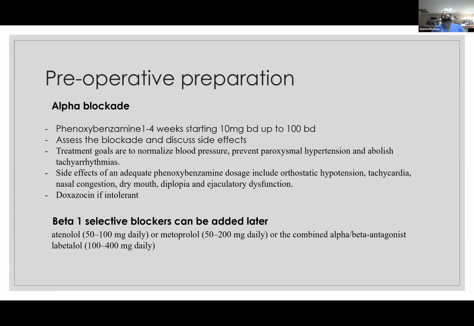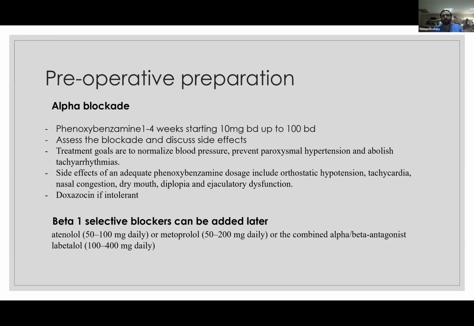So preoperative preparation for those patients coming for pheochromocytoma excision. The key is alpha blockade. All the patients come to us, phenoxybenzamine, alpha-1 blocker, 1 to 4 weeks, starting at 10 milligrams BD and up to 100 BD. Assess the alpha blockade, and discuss side effects with the patient and endocrinology.